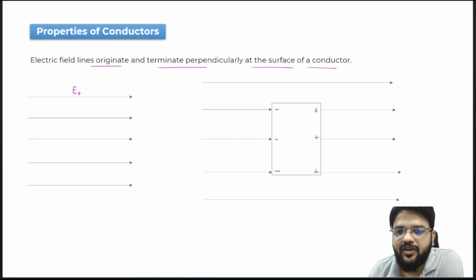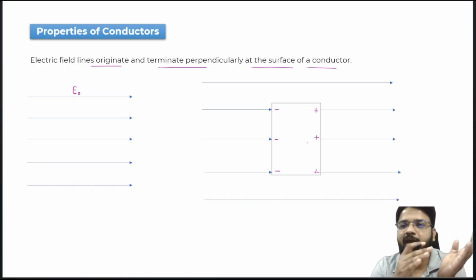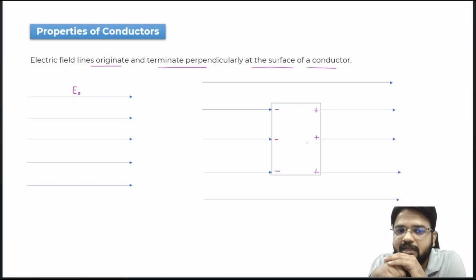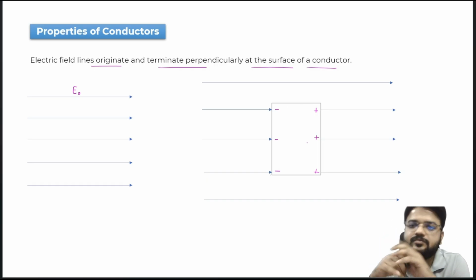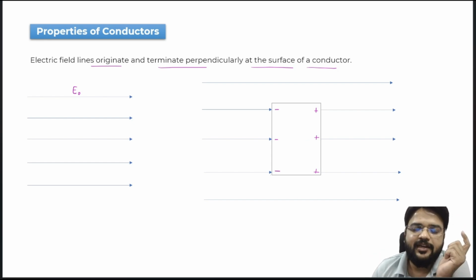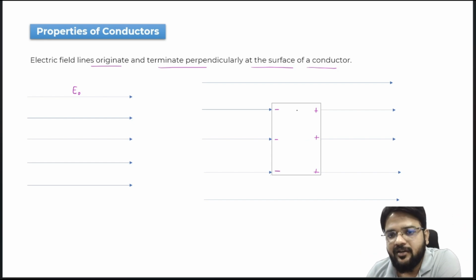So here electric field lines are terminating, everyone, you can see it at the negative side, and from the positive side field lines are generating. At one end it is terminating and at the other end it is generating. This thing is happening here. And what is the net electric field inside this conductor? It is zero, everyone. Why is it zero?